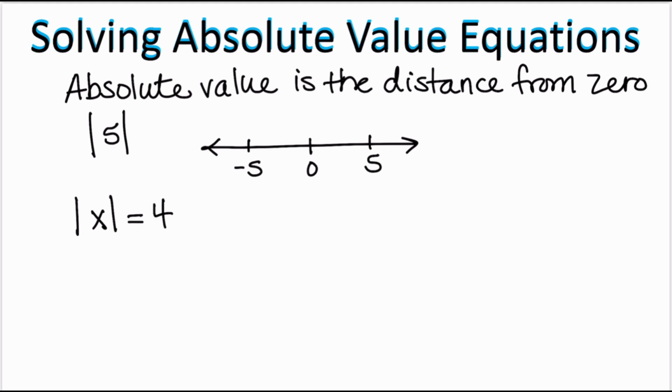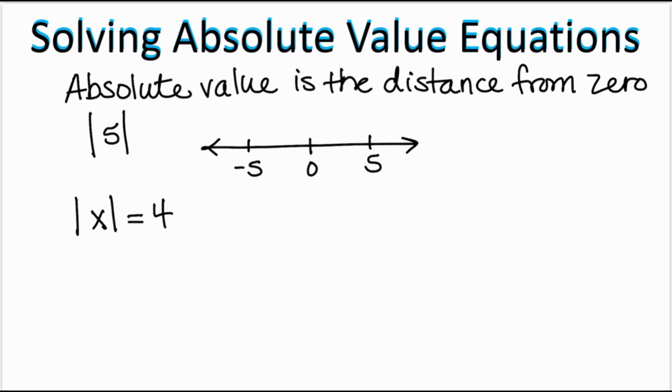If you were to tell your parents that you're going to your friend's house and they live 2 blocks away or 5 blocks away, it doesn't matter whether you're talking about them living up north or south, east, west. No matter what, distance is always positive. So absolute value is the distance from zero.